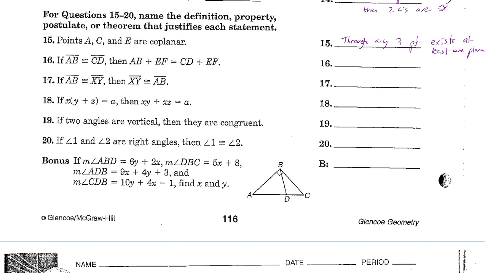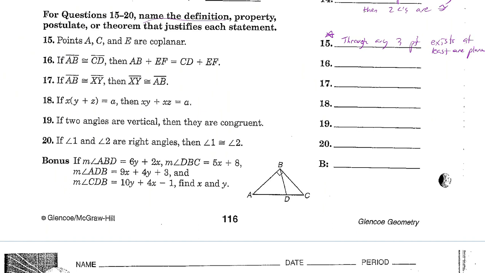Okay, and I don't know the name of that one. It's a postulate, but I don't know which postulate. It's one of the very first 5 or 6 that we threw out when we said through any 2 points there exists a line. Given a plane, it contains at least 3 points, that sort of thing.